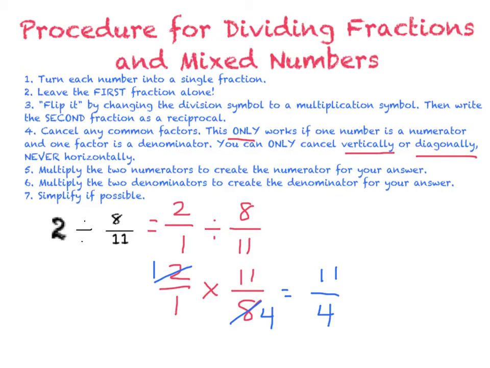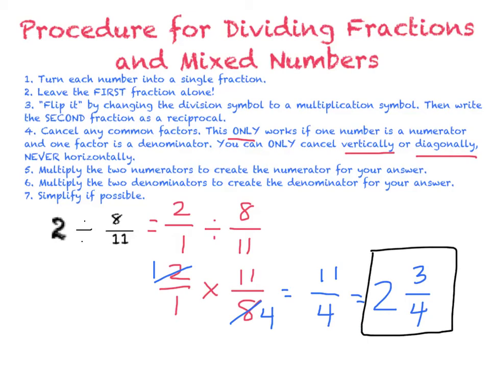Well, to simplify, which step 7 tells me to do, I'm going to have to write this as a mixed number. So 4 is going to go into 11 2 times. That's 8. So the difference of 8 and 11 is going to be 3. That'll be my new numerator. My denominator will stay at 4. So 2 3/4 is my answer.